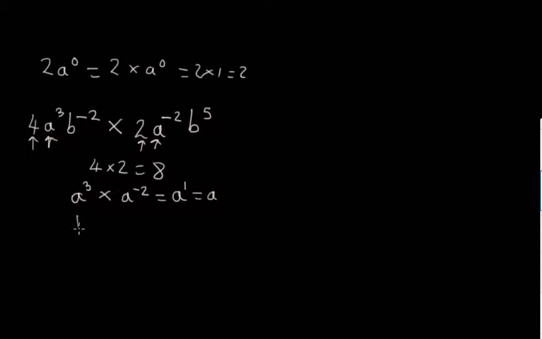And then we've got b to the minus 2 multiplied by b to the power 5. Again, that's going to be b to the minus 2 plus 5, which is b cubed. If we slot all these back in, we've just worked out that that's going to be 8 times a times b cubed.